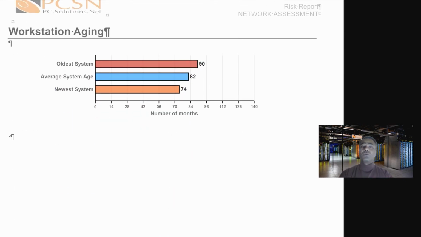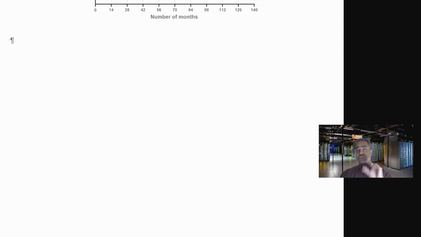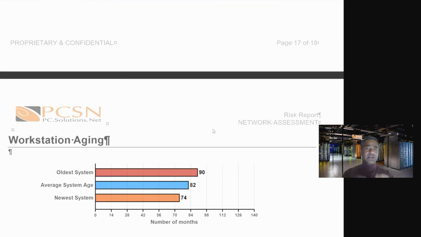Okay, so the oldest now, and this is workstation aging. I really don't care much about workstations. If it's not giving you a problem, keep using it. If it's performing well, keep using it. Oldest system is 90 months, which is really, really old, but that's not as big of a concern as a server which impacts multiple users. So that's just the security risk report real quick, what it shows.